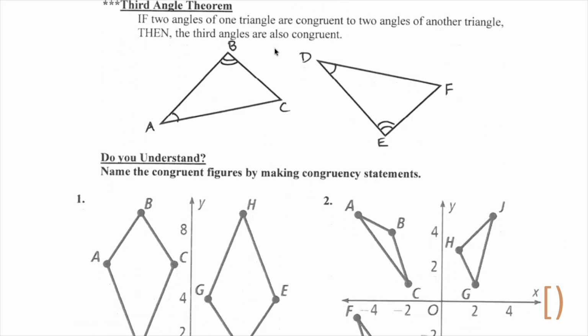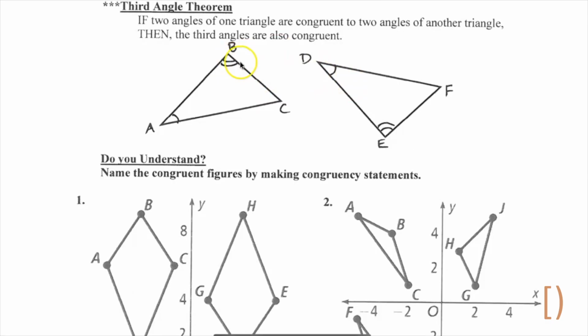Okay, third angle theorem. All this says is if you have two triangles with two angles congruent, like see how angle B is congruent to angle E and angle A is congruent to angle D, then the third angle must be congruent. So you don't actually need to show the third angle. We just know they must be congruent. And that works because a triangle is 180. So if I say this is 80 and this is 60 and this matches over there, well, if we do the math on it, 180 minus that, we're going to get 40.